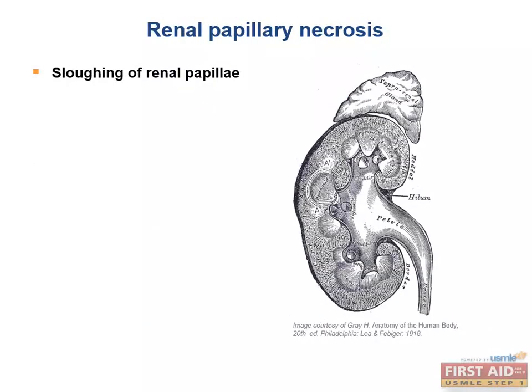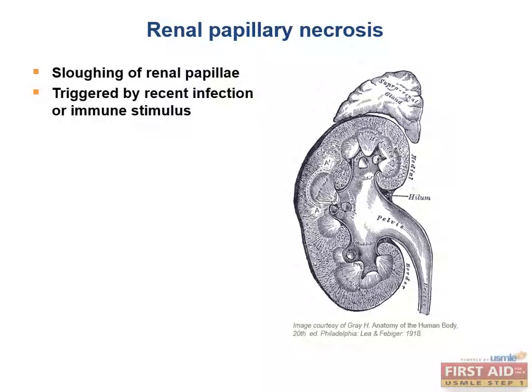Next, we have renal papillary necrosis, where a papilla of the kidney infarcts and sloughs off. And this occurs when a person with an underlying risk factor has an infection or an immune stimulus that affects the kidney. And this can lead to gross hematuria as well as proteinuria.